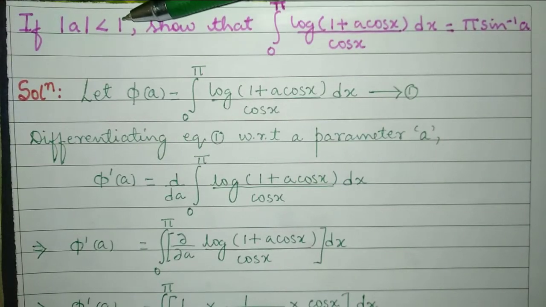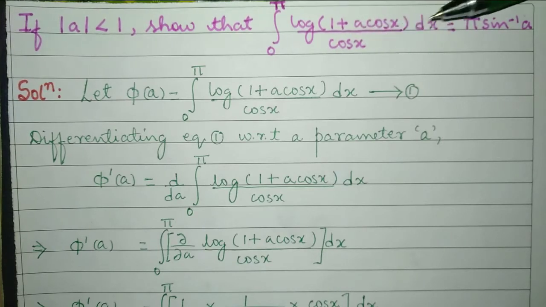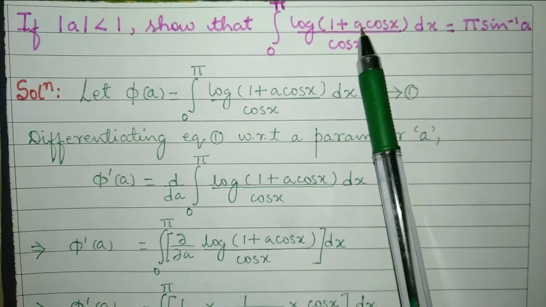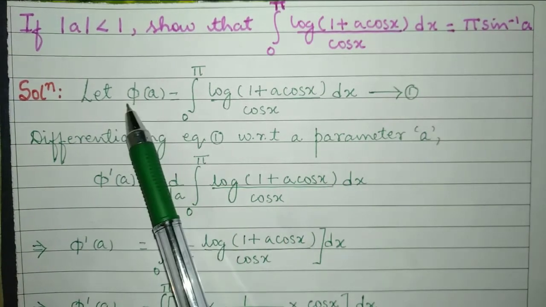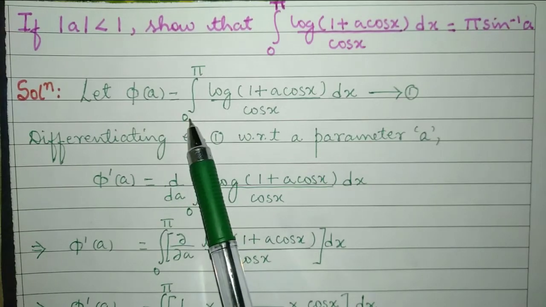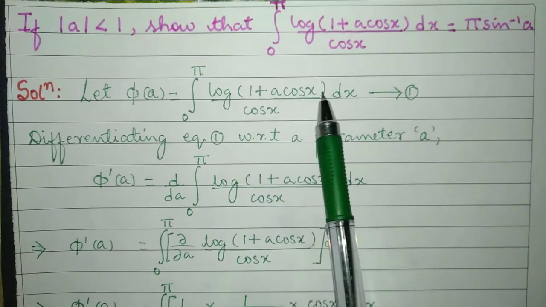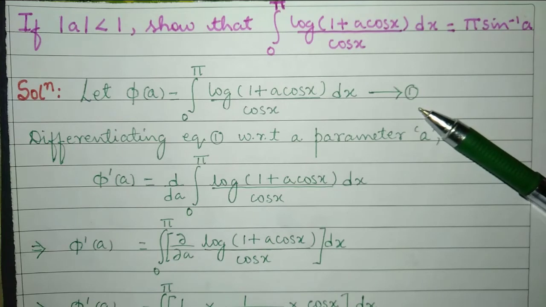If a is less than 1, show that the integral from 0 to pi of log(1 + a cos x) by cos x dx is equal to pi sine inverse a. Here we see that there are two parameters, a and x. So here we have dx, then let phi of a be the integral from 0 to pi of log(1 + a cos x) by cos x dx. This one is equation 1.